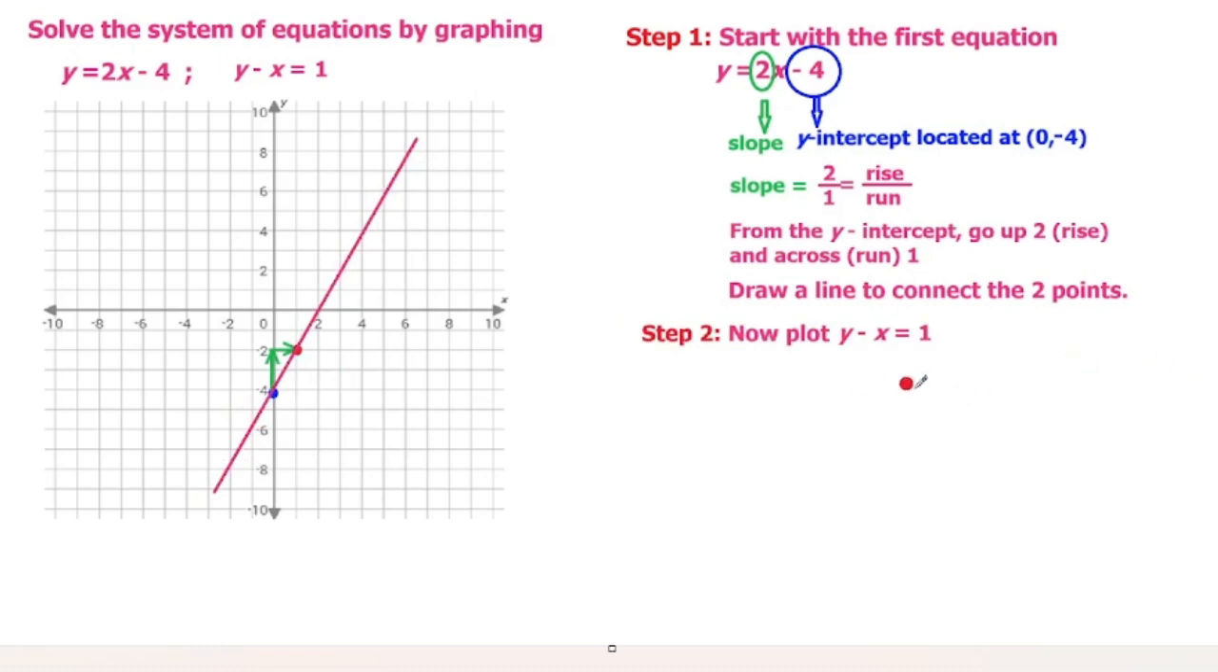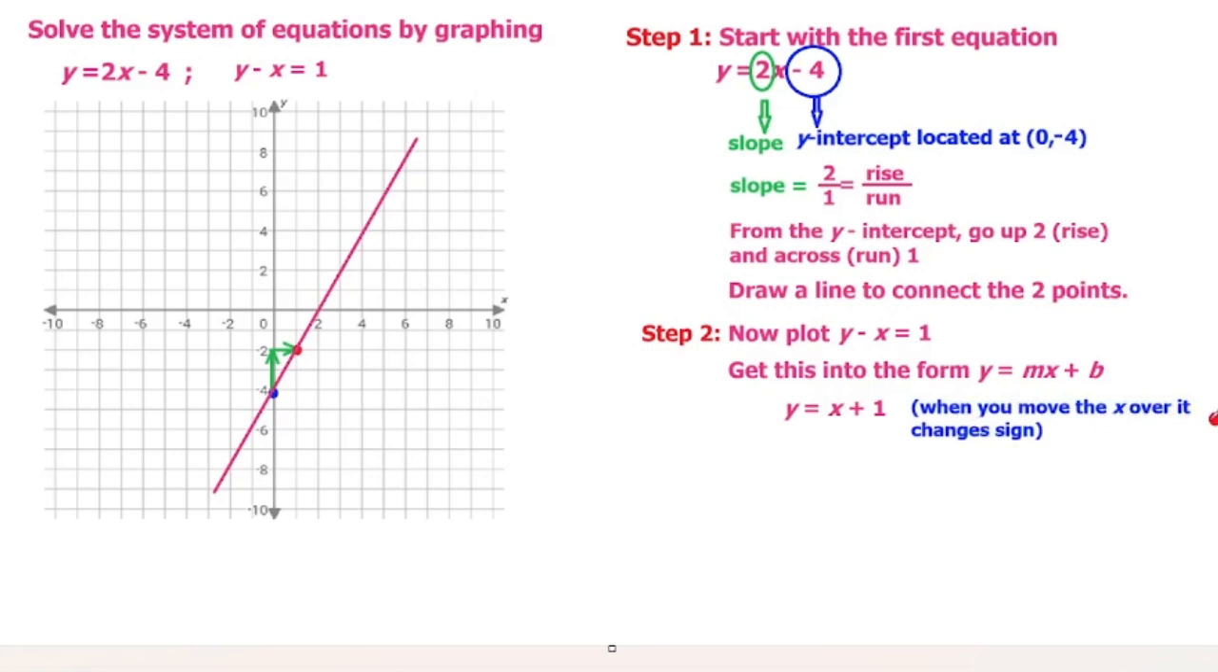Now we can plot y minus x equals 1. We need to get this into the form y equals mx plus b so that we can more easily plot it. So that equation becomes y equals x plus 1. We moved minus x over. When you move something over the equal sign, it changes sign to plus x. So when you move the x over, it changes sign.